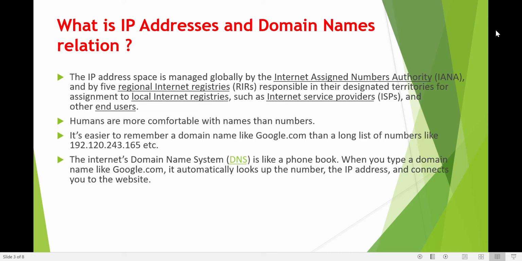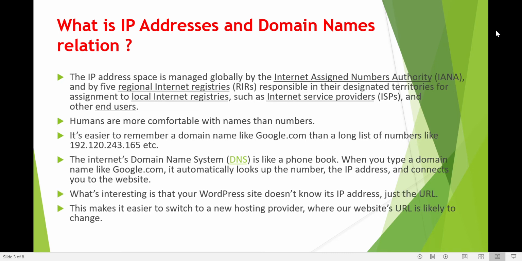So the internet's domain name system, which is DNS, is like a phone book. When you type a domain name like google.com, it automatically looks up the number, the IP address, and it will connect you to that particular website. What is interesting is that our WordPress site or Google site doesn't know the IP address, it is just the URL. Now this makes it easier to switch to a new hosting provider where our website's IP address is likely to change.